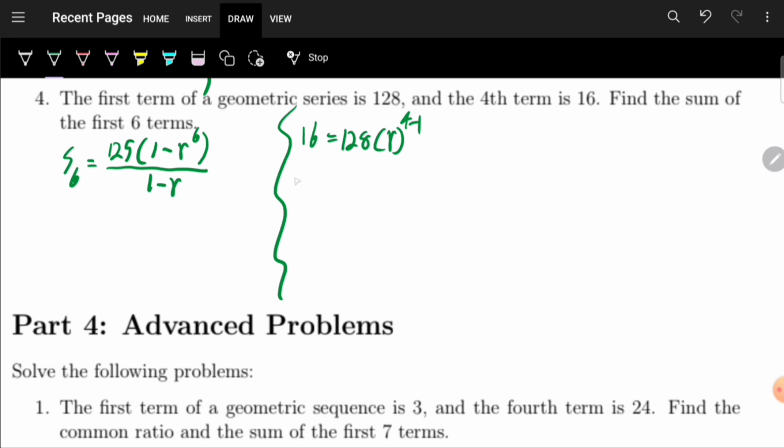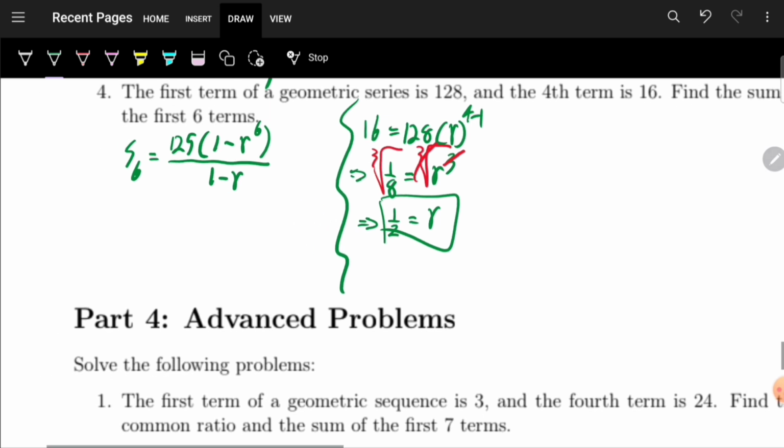All right, so this is going to be 16. I'll divide both sides by 128 first. So this comes out to 1 over 8 is equal to r to the 4 minus 1, or 3. And if we cube root both sides to get rid of the power of 3 for r, we get that the cube root of 1 over 8 is 1/2, because 1/2 times itself 3 times will be equal to r. So our common ratio is equal to 1/2.